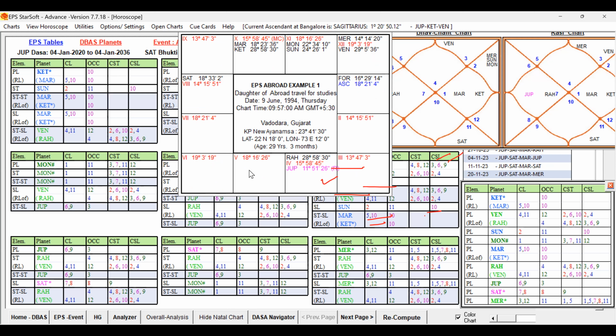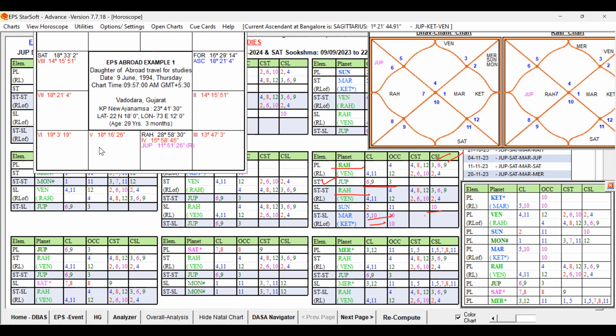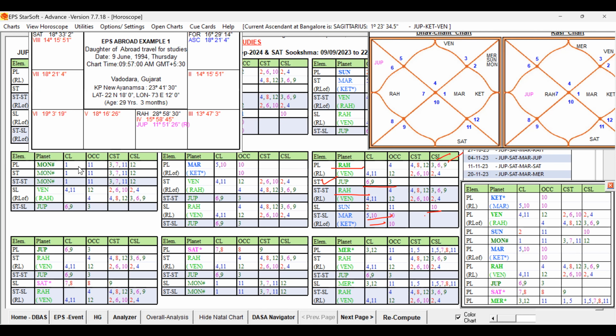So all the key planets are playing a role for the 9th sublord, 3rd sublord and 12th sublord. Rahu is playing at 2 levels, and Jupiter also coming, and of course moon is also playing a role. So Rahu, Venus, Jupiter, moon, all are playing a role in the destiny. So destiny is promising for travel abroad and for the studies.